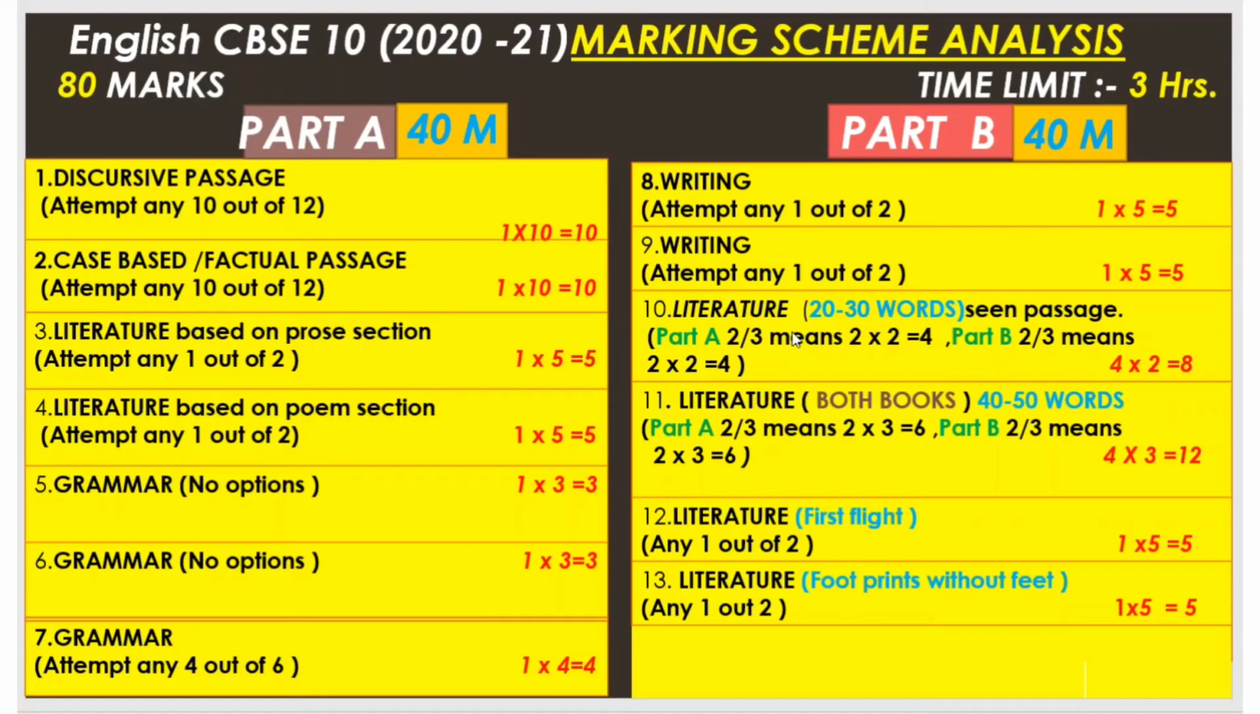Now question 11 is also a literature-based question, which has questions from both your books, that is from First Flight as well as from Footprints Without Feet. And here the word limit given is 40 to 50. Again you have part A with 3 questions, part B with 3 questions.